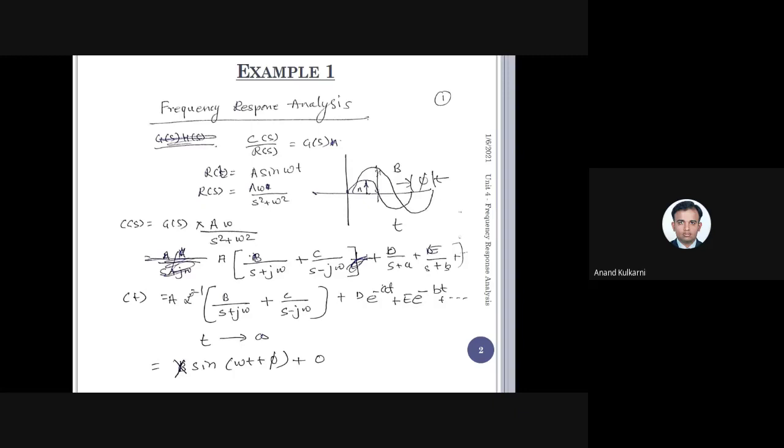The frequency remains the same. The only thing is its magnitude changes, and either there will be a phase lag or phase lead. That is why frequency response analysis is the most commonly used analysis in control engineering. For stability analysis, time response analysis is very rarely preferred, whereas in most cases we end up doing only the frequency response analysis.